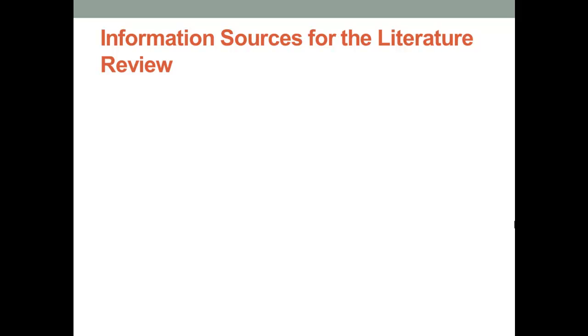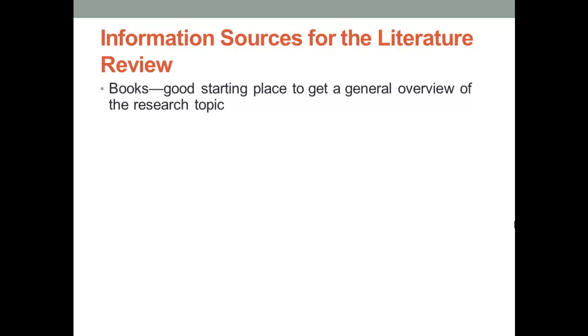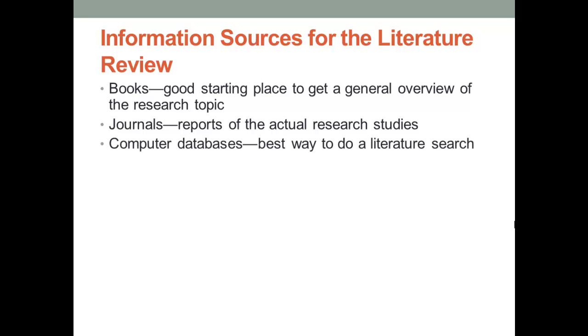There are several major sources of information for you to use when conducting a literature review. Books are a good starting point. It gives you an overview and a summary of relevant research and theory. Journals are another excellent source. Journals provide more recent information than books and provide full-length empirical research articles for you to carefully examine. Computer databases are also excellent sources for locating information.